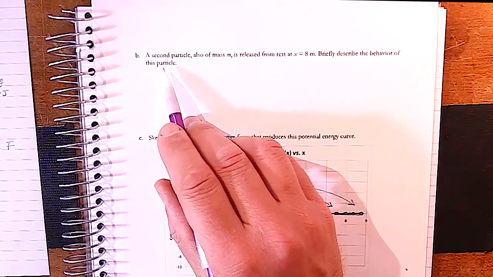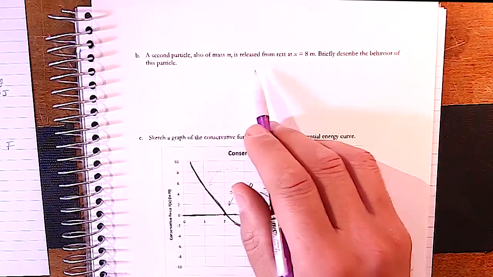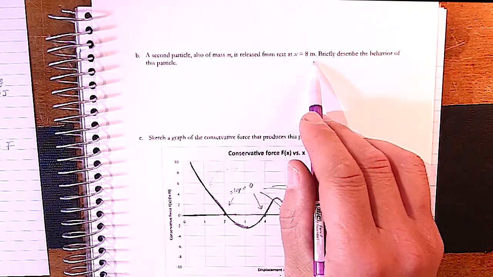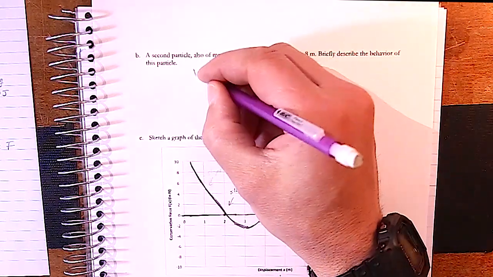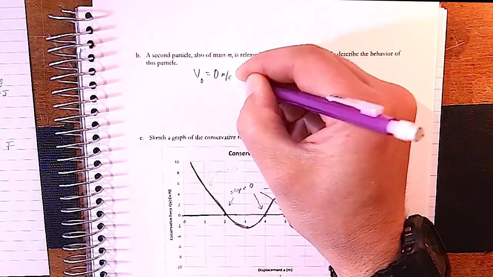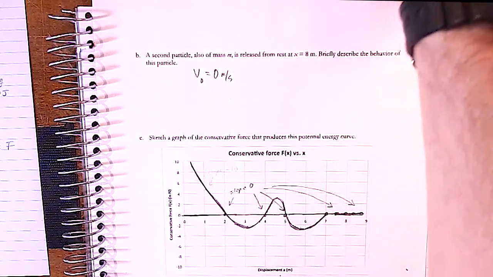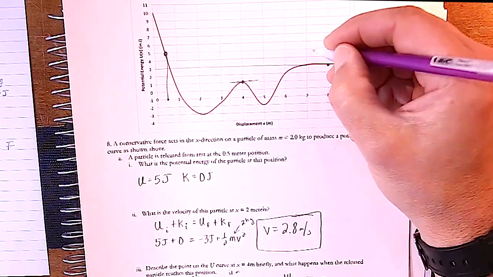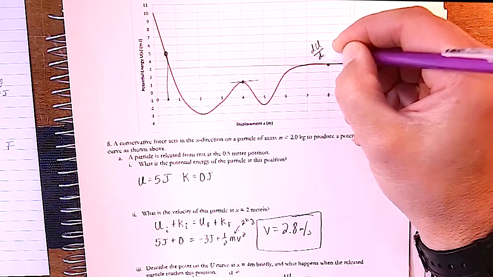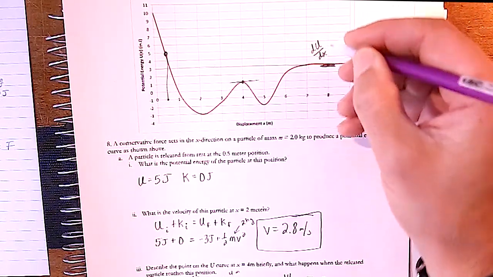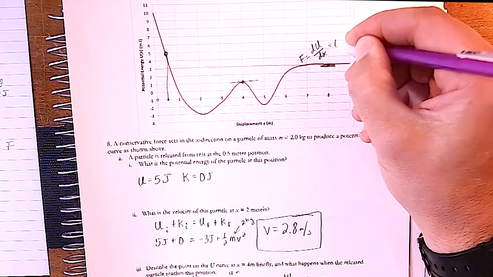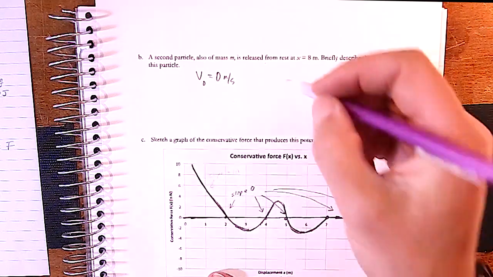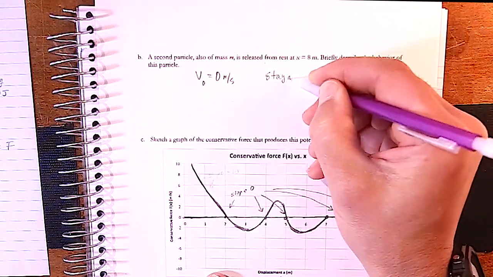In part B, it says a second particle, also of mass m, is released from rest at x equals 8 meters. So that means its initial velocity is 0. It says describe the behavior of the particle. But look at what's happening at 8 meters. We know that the force is negative dU/dx, and the slope of this line is 0. So that means the force is 0. Well, if there's no force on an object at rest, what's it going to do? Well, it's just going to stay at rest.